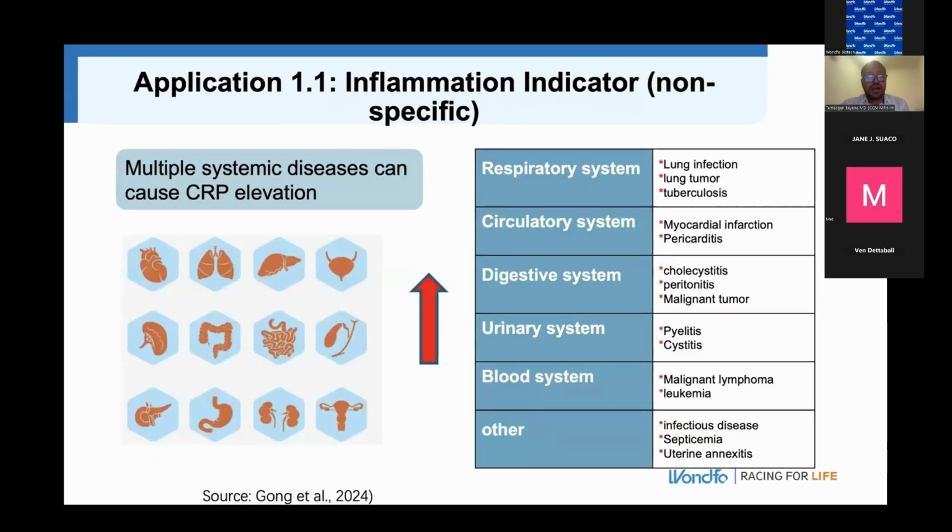So this is how non-specific CRP is. As you can see, for every sort of inflammation, multiple systemic diseases can end up causing the CRP. But the degree to which CRP rises can be used as a tool to initiate or to escalate antibiotics, and it is different in terms of different infectious presentations from the systemic ones, as you can see from here.